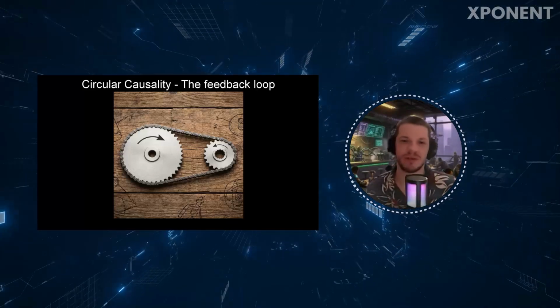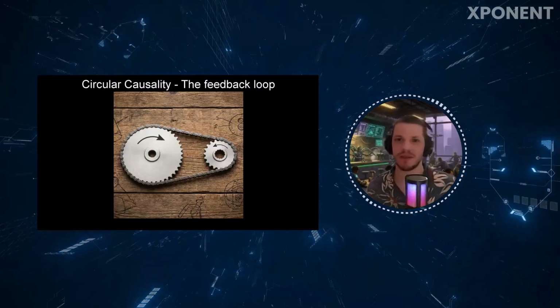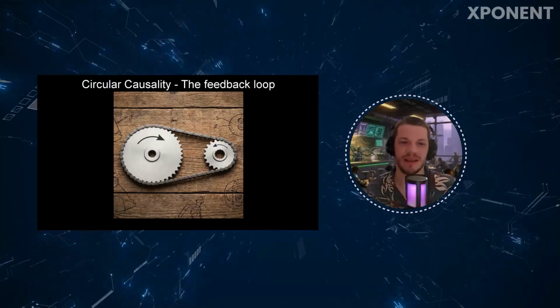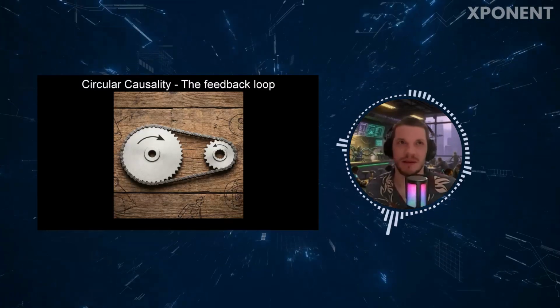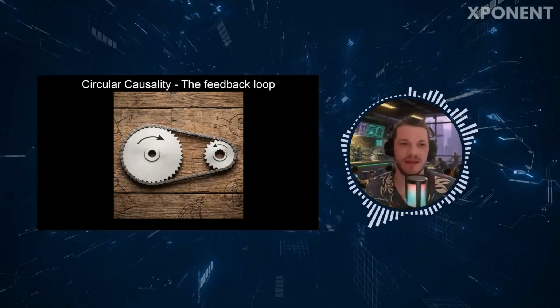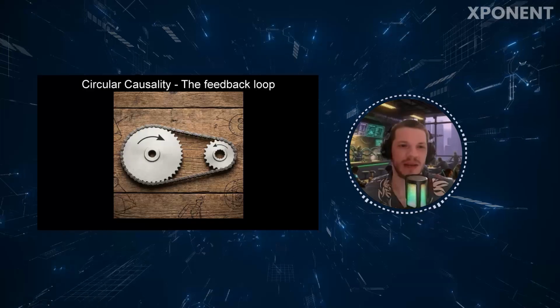So Norbert Wiener realized the system is not linear, it's circular. The output, which is the shells fired, affects the environment. That's the flight path that the pilot was on. And then that feeds back as new input, so the new position the gunner has to aim at. So he called this circular causality, or the feedback loop.